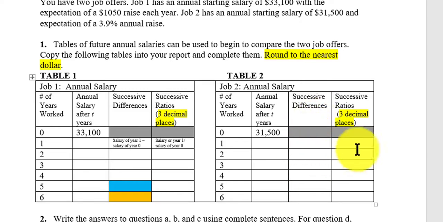And then you're going to do the same for table 2. And then just note, one of these tables, all of your differences will be the same. One of these tables, all of your ratios will be the same. If your successive differences are the same, well, that's the test for a linear function, so you know that table will be linear, meaning you'll have the y equals mx plus b as your formula. And then one of these tables, all the ratios will be exactly the same. That's how you know the table is exponential.